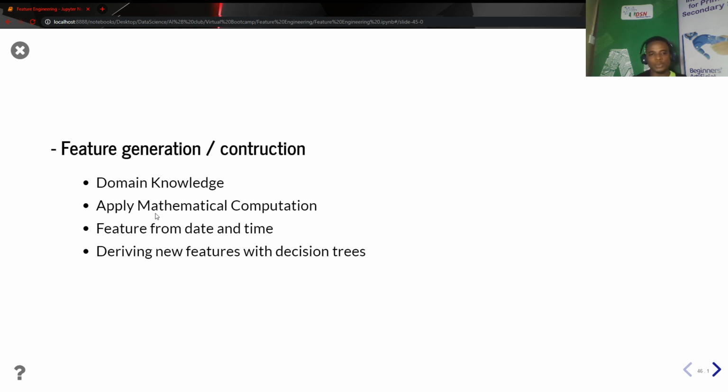Now, sometimes we can apply mathematical computation. We can also have features from date and time. So, what do we mean by domain knowledge once again? Domain knowledge is simply knowledge in a specific area. For instance, if I have a data set in Titanic, it is based on transportation, shipping transportation. Yes, water transportation, isn't it?